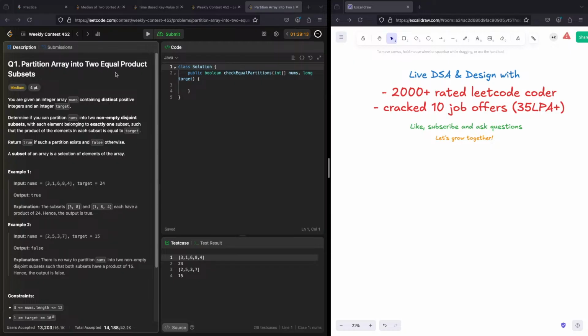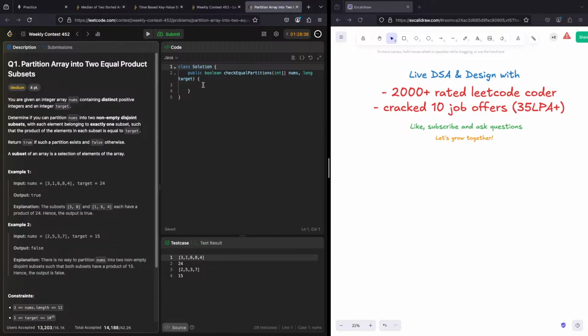Partition array into two equal products. So you are given an integer array containing distinct positive integers and an integer target. Determine if you can divide into two subsets, such that the product of each subset is equal to the target, okay, so basically 24, right? And each should be equal. The product of the elements should be 24. So both we have to make 24.